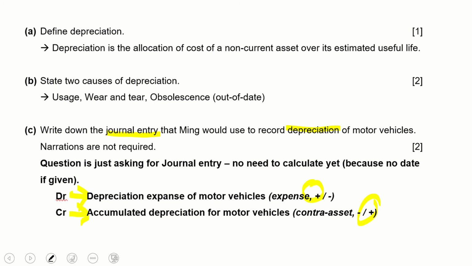A point to note is this: the question is only asking for the journal entry, and they do not require you to provide the value because there's no need for calculation yet. Why? They did not give you a date. But if they gave you a date, then yes, you will need to give the value in the correct debit and credit column.